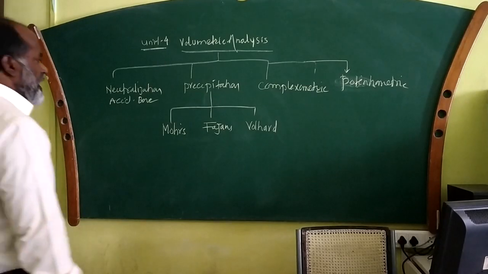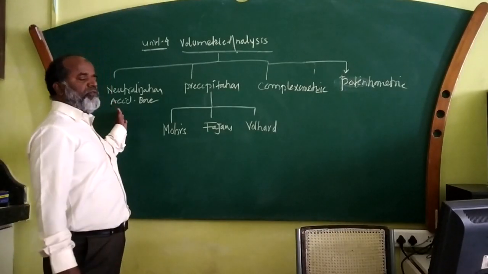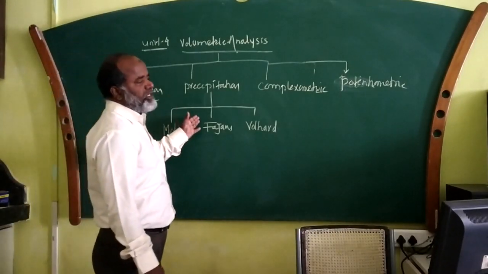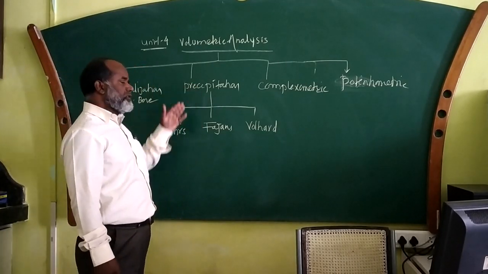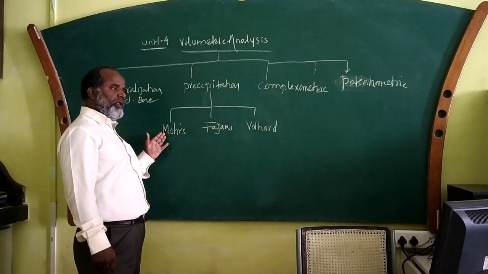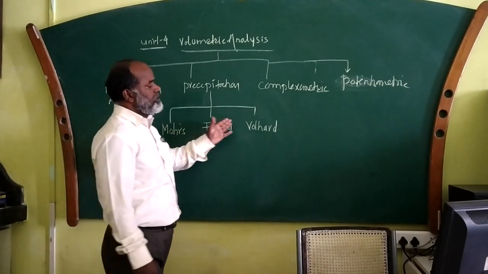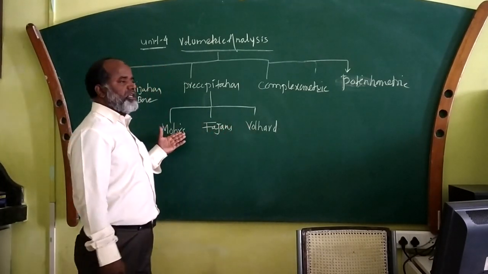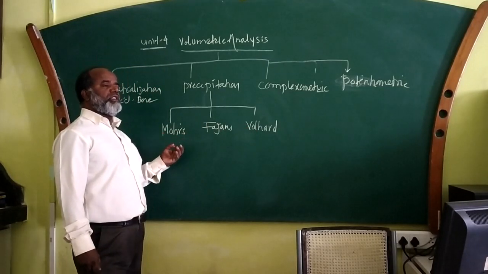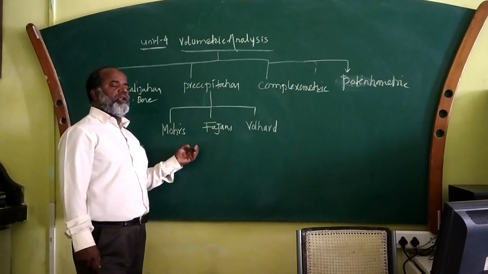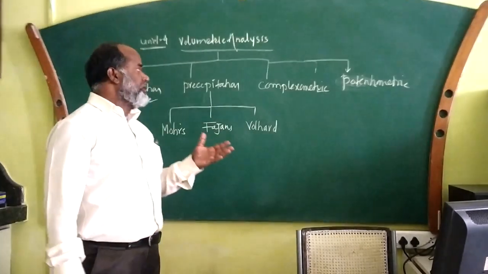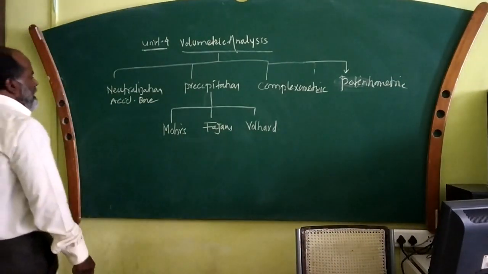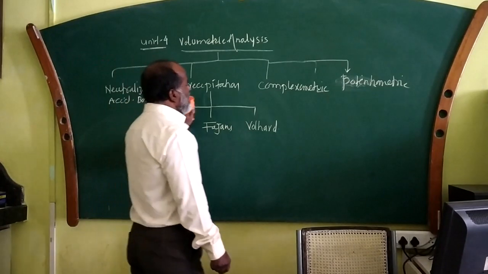You will see each type in detail. Here we will see 4 types. Here we will see 3 types. If somebody is talking about precipitation, then ask which precipitation: Mohr's, Fajans', Volhard's. Because in each precipitation titration, a different type of indicator and a different color of the precipitate is formed at the end point. This is about the three types of precipitation titration.